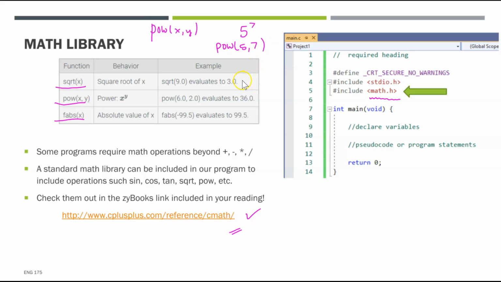Some programs require operations beyond plus, minus, multiply, divide. That's why we're including the math library. We can include it in our program like we include standard input output. Here's just 3 of them. There are so many, you've got to check out this link. But some common ones are sine, cosine, tangent, square root, power. There's a lot in there.